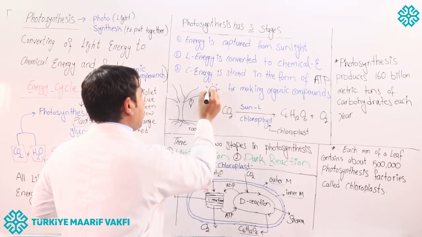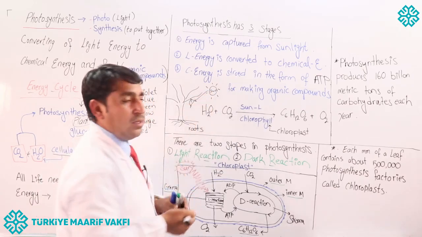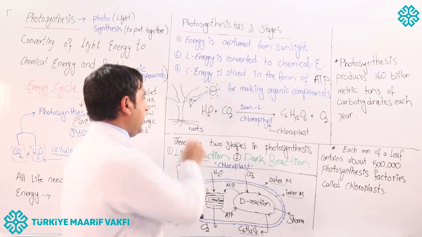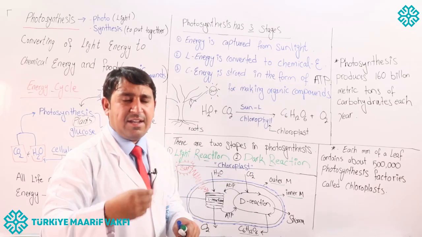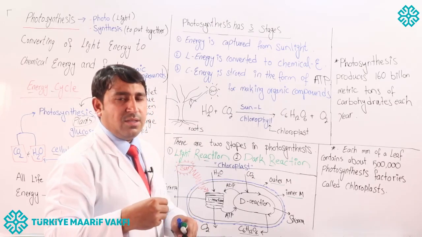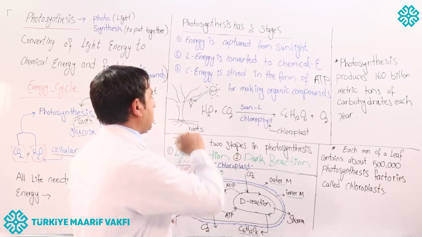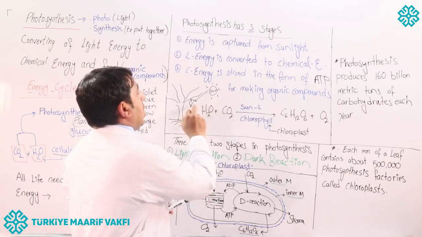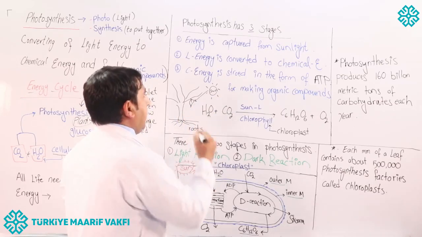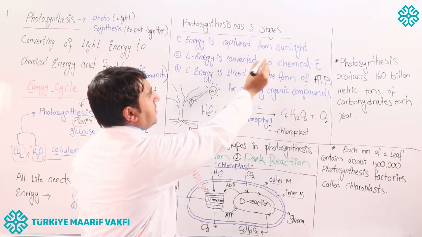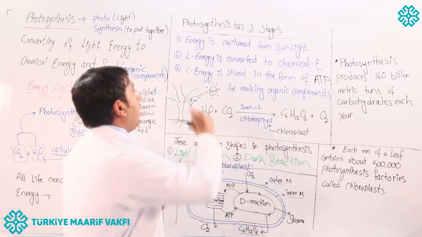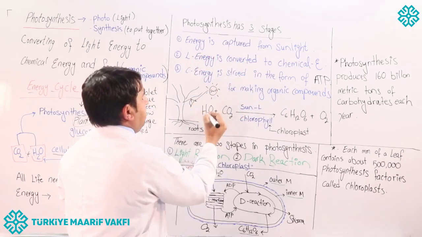From the sun, the light energy is coming to the leaf. And in the leaf, we have leaf cells, and these cells have chloroplasts. What is happening? First of all, energy is captured from the sunlight.